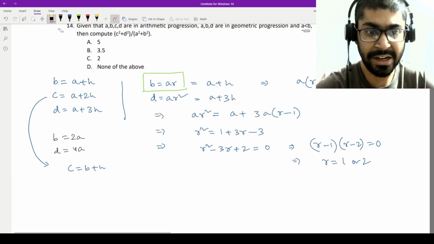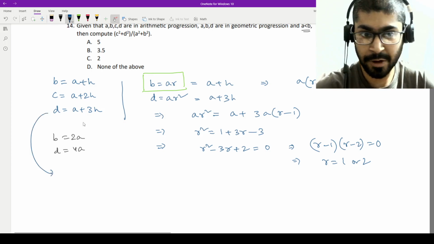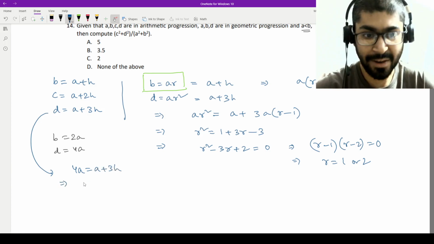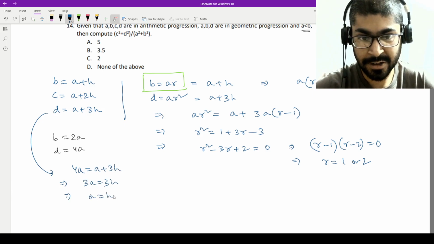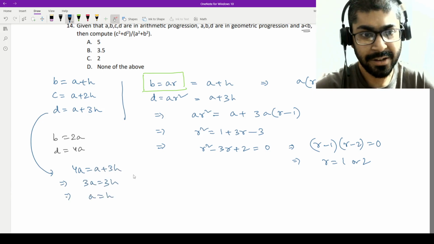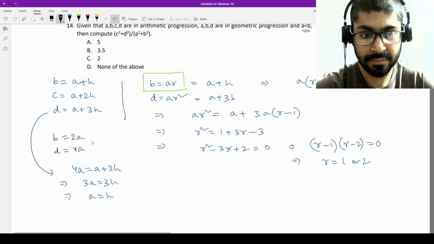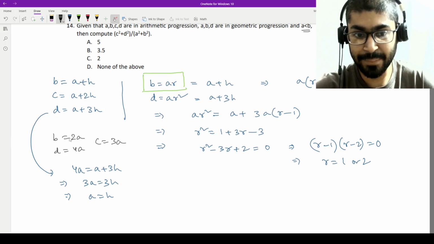Okay, let us go to d directly instead. If we go to d, what do we have? d is equal to 4a, right? And this is equal to a plus 3h. So that means we have 3a equal to 3h, which would give us a equal to h. Right? If a is equal to h, then c would be equal to 3a. Right? So we have a, b, c and d.